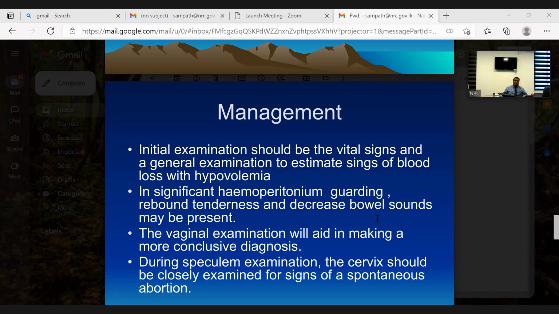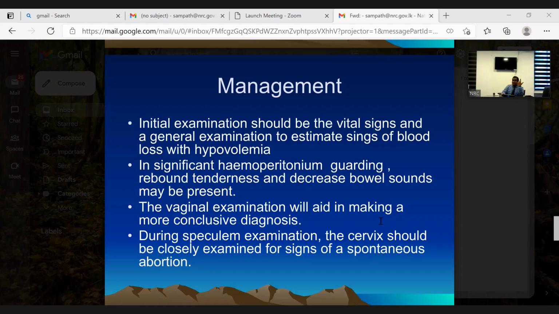You are a brainy person. If you are performing a vaginal examination, during the speculum examination the cervix is to be closely examined. Sometimes it could be a miscarriage. Who knows? POA and bleeding and pain, the products may be coming. In that case, don't try to diagnose ectopic pregnancy. If you see a single product, that will rule out an ectopic and it becomes a miscarriage. So your speculum examination is also very important.